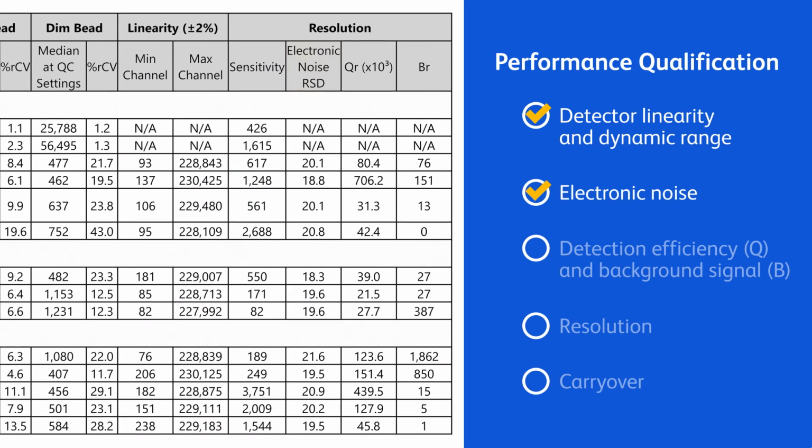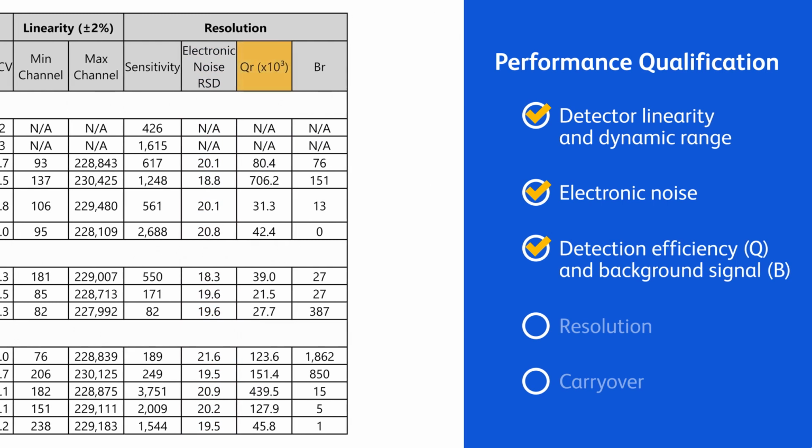Electronic noise is inherent background noise that impacts the overall detector resolution. It is presented as robust standard deviation. Relative fluorescence detection efficiency is represented as QR. The relative optical background signal is represented as BR. Resolution is dependent on QR, BR, and electronic noise, each predicting a cytometer's ability to resolve dim populations.